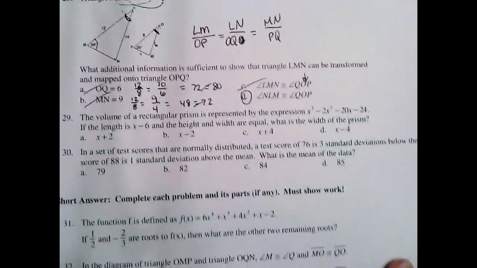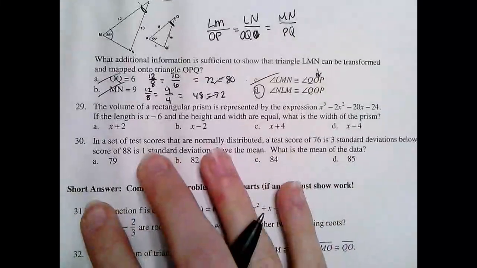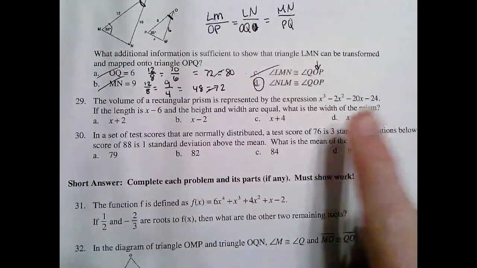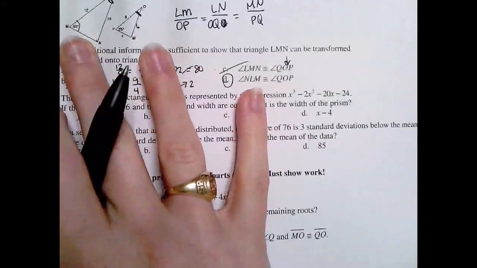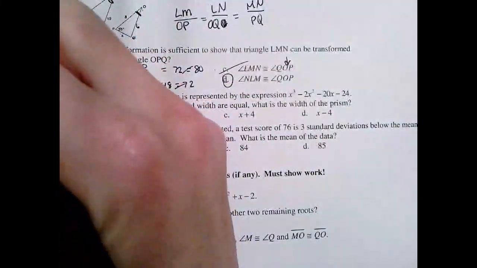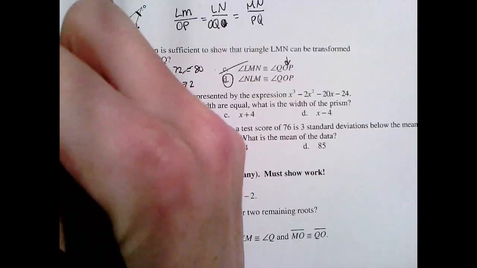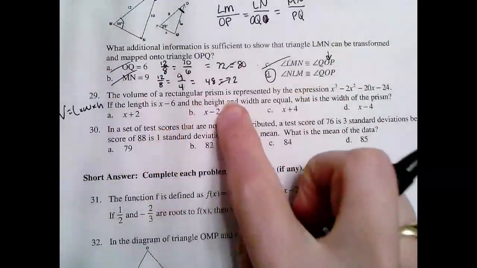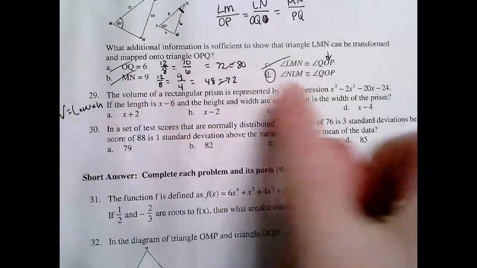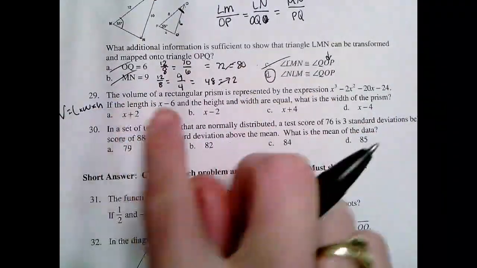All right, 29. The volume of a rectangular prism is represented with the expression x to the third minus 2x squared minus 20x minus 24. If the length is x minus 6 and the height and width are equal, what is the width of the prism? Remember what volume means: length times width times height. I'm given the length, and I know the height and width are equal. So let's divide this by our length.